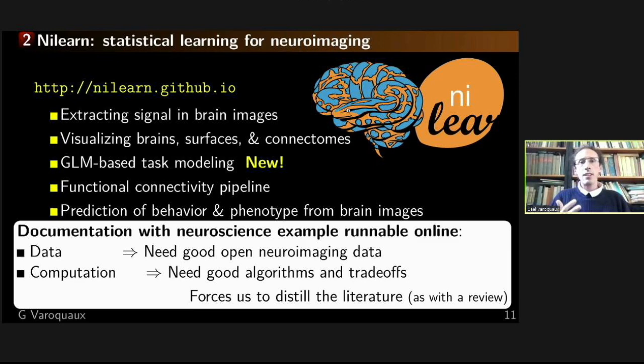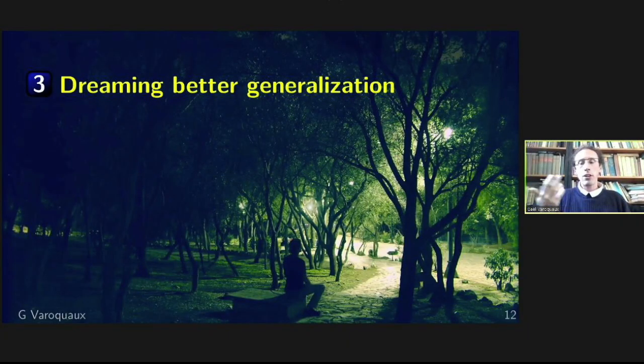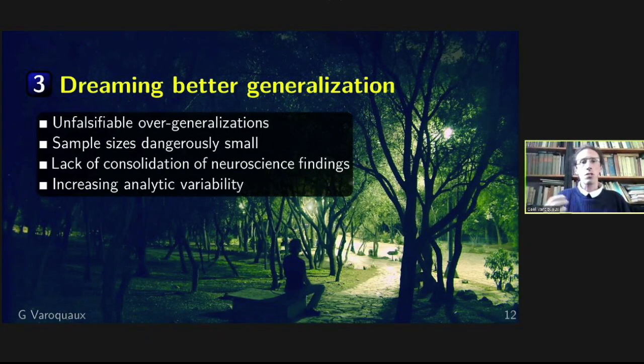So with this, I dream of better generalization in neuroimaging. We have a bunch of challenges. We often have unfalsifiable overgeneralizations. We have sample sizes that are dangerously small. We have lack of consolidation across neuroimaging findings. And we have an increasing analytical variability.